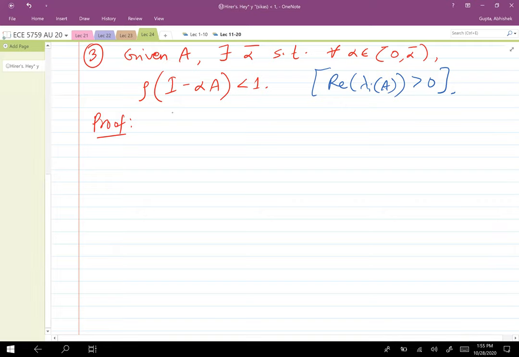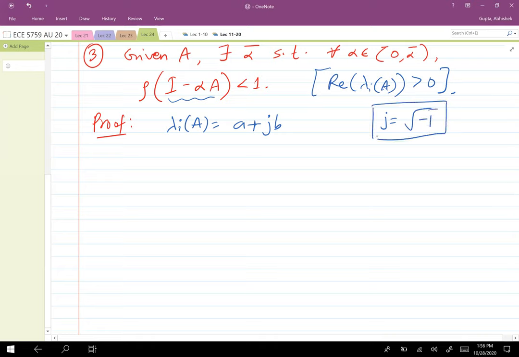Okay, so what's the eigenvalue of I minus alpha A? So the eigenvalues, let's say lambda_i is a plus jb. So j is the complex number here. For this particular proof, j is a complex number. a is greater than zero by assumption, because we have the real part of lambda_i of A is greater than zero. So that's a, which is greater than zero.